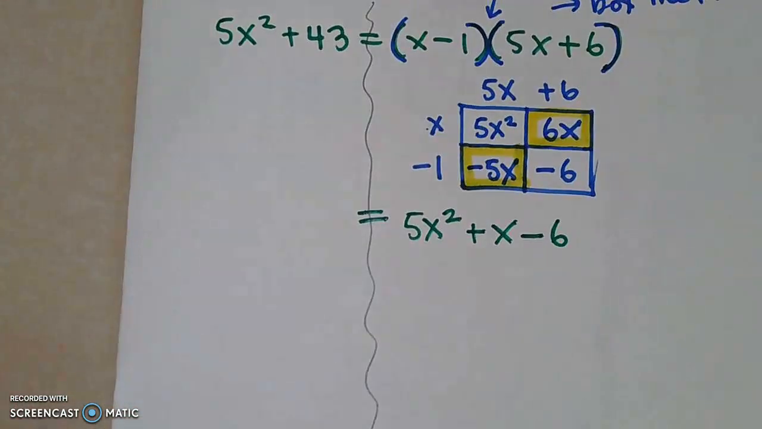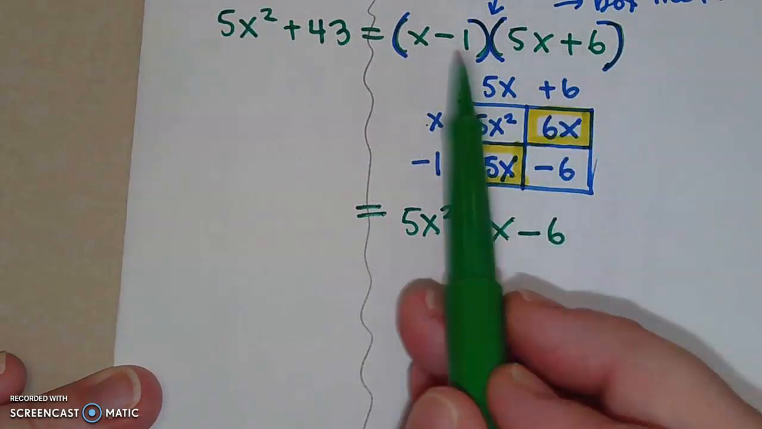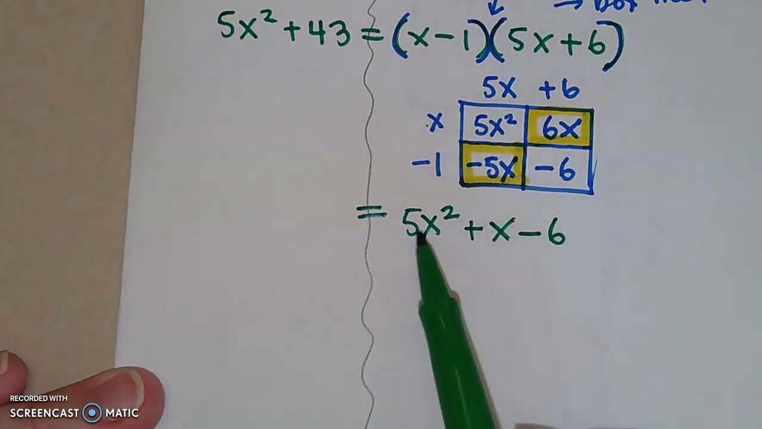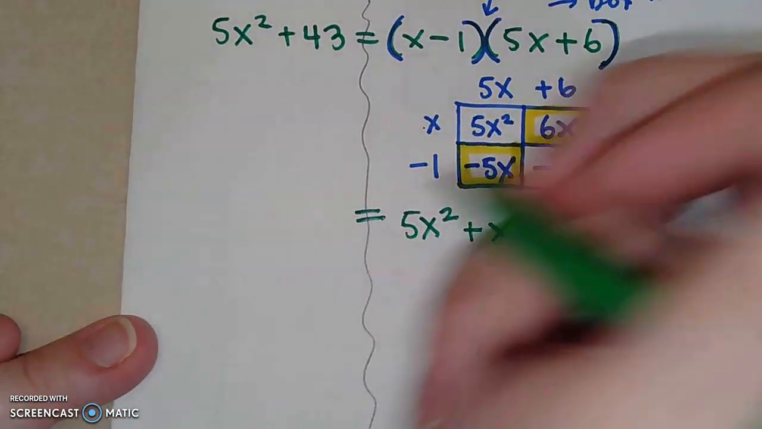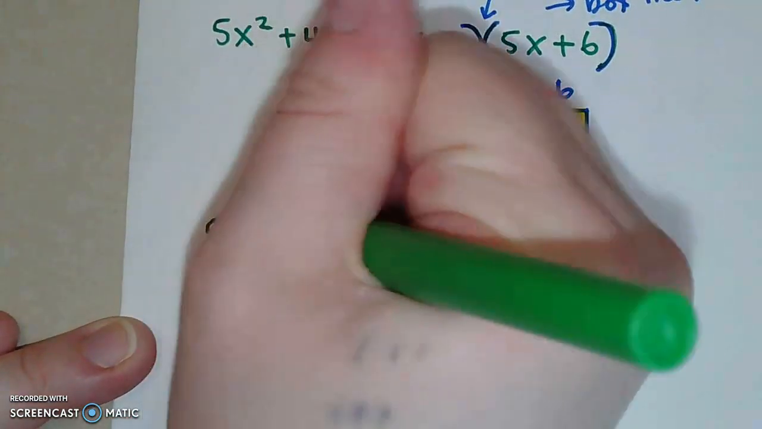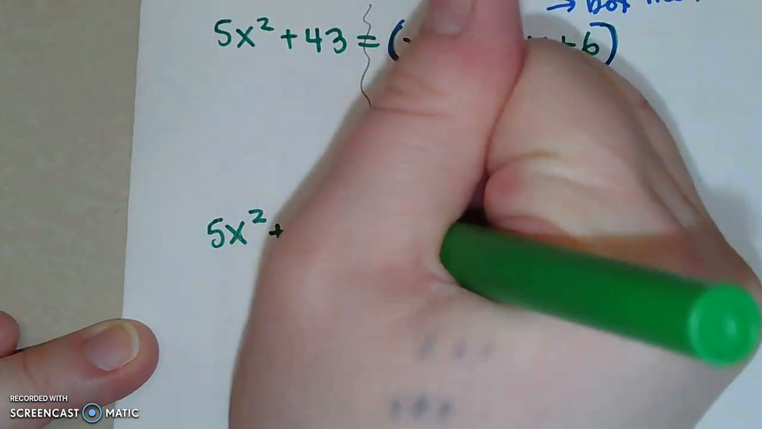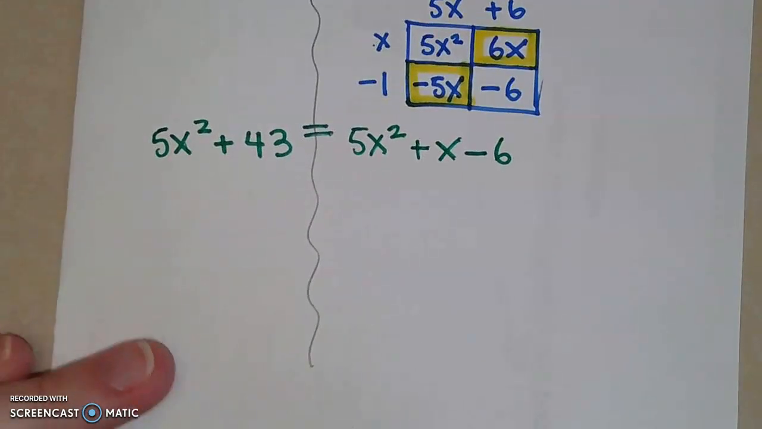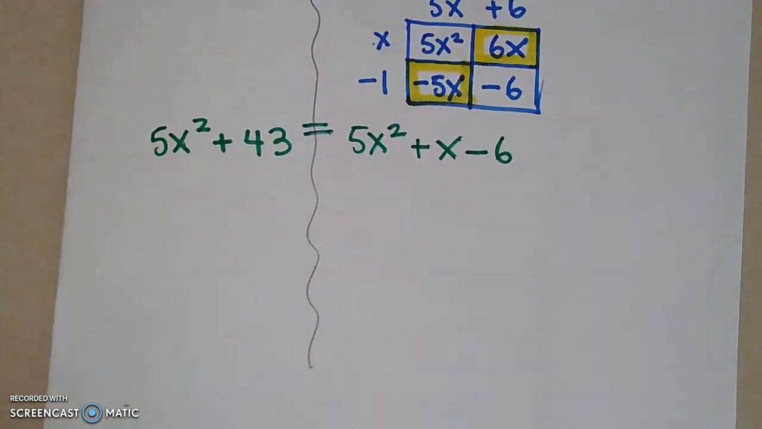Okay? So we just multiplied these two expressions, and now we have this new expression called a quadratic equation, or even a trinomial. There's a couple ways you could call it. All right, so now we have a much more manageable equation to solve.